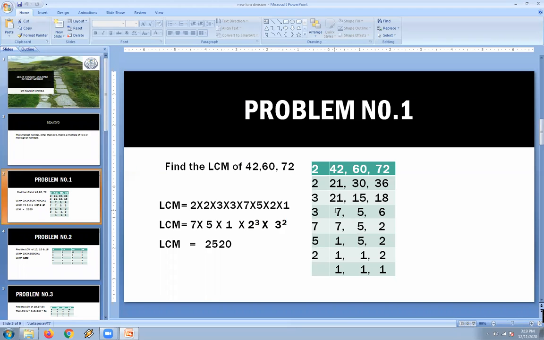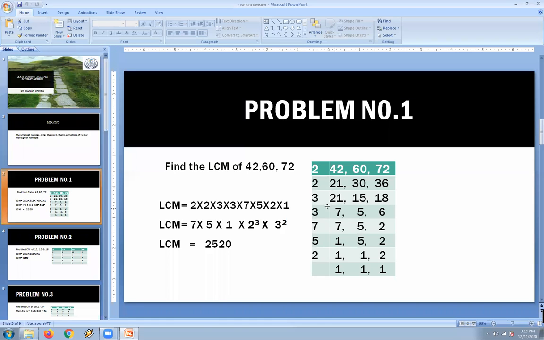If it is exactly divisible by 2, you can divide. If not, bring back the same number to the next step. So this 21 is retained as it is. Then 30 divided by 2 is 15, and 36 divided by 2 is 18. Now we check 21, 15 and 18. Only 18 can be divided by 2, but not 15 and 21.